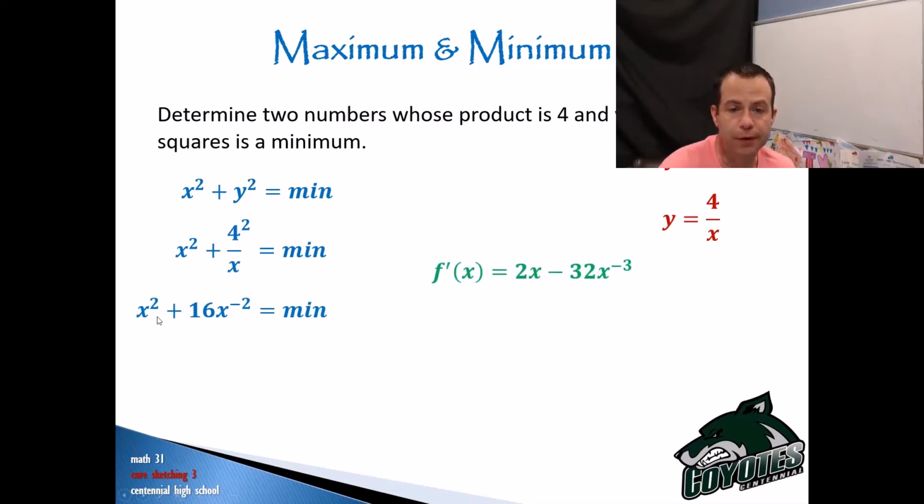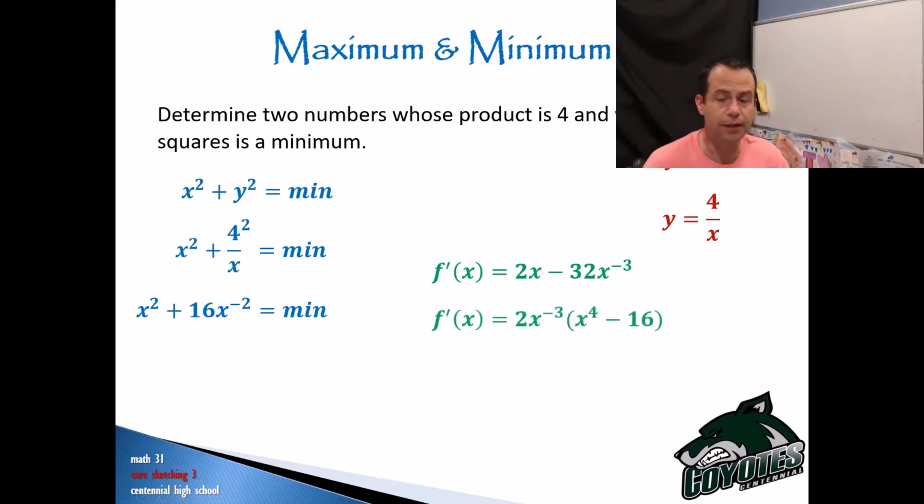Okay, so the derivative would be 2x, and then this would be negative 32 x to the negative 3. Now, I want to make sure the derivative is written in a simple fractional way, because I need to look for those points where the derivative doesn't exist as well, right? So this negative 32 x to the negative 3, that'll be negative 32 over x to the 3, and then I want a common denominator.